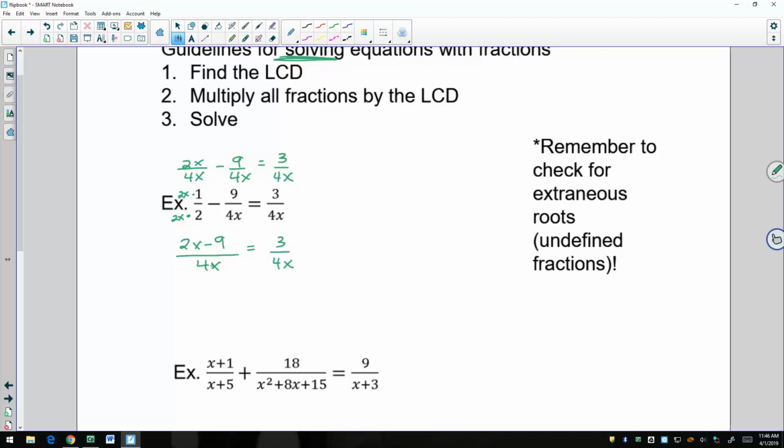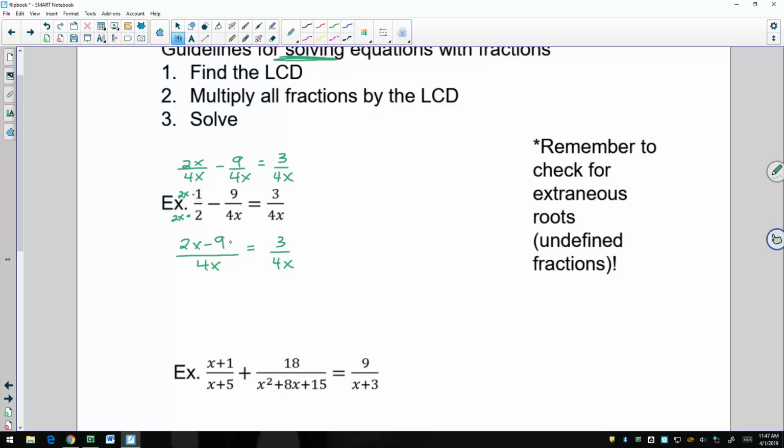So no matter what you plugged in for x, you could plug in 100 for x. The bottoms will both be 400. You could plug in 2 for x. The bottoms would both be 2. So no matter what value you plug in for x, the bottoms will be the same. But the tops are not the same. So that's where you actually have to set up an equation for the tops and solve for x.